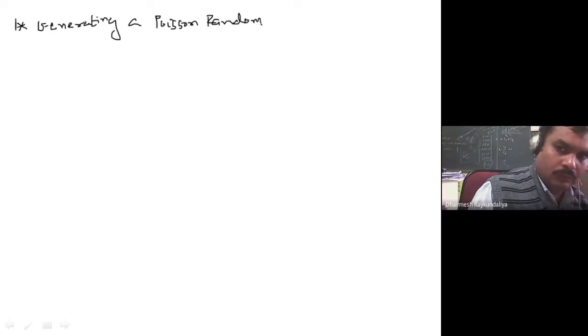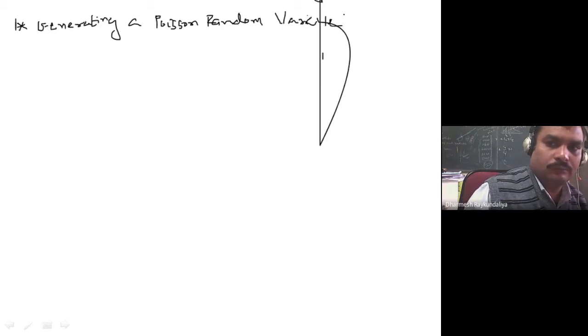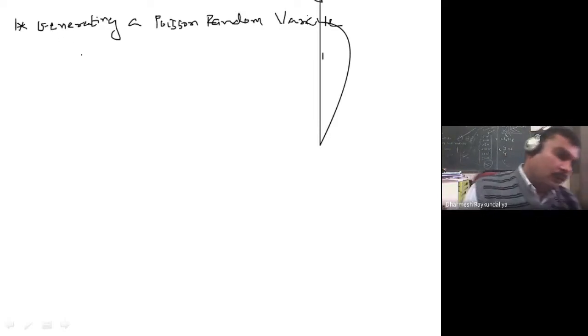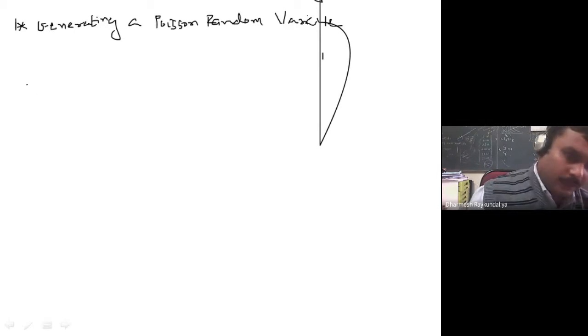Good. So now we generate random numbers from a Poisson distribution. Generating a Poisson random variable. If you wish to generate Poisson random numbers, we should first know the PDF, sorry, PMF.